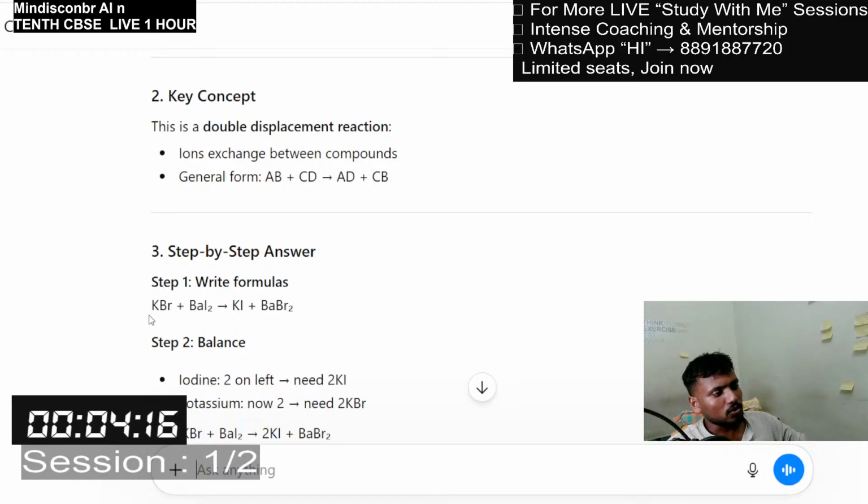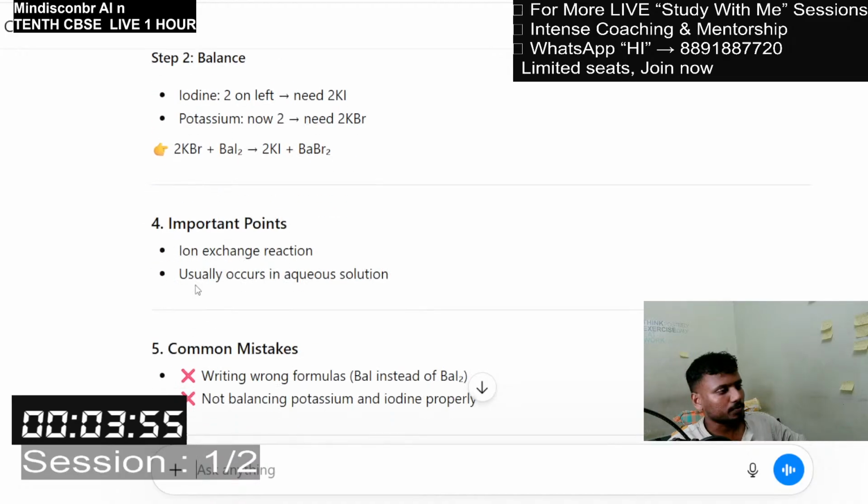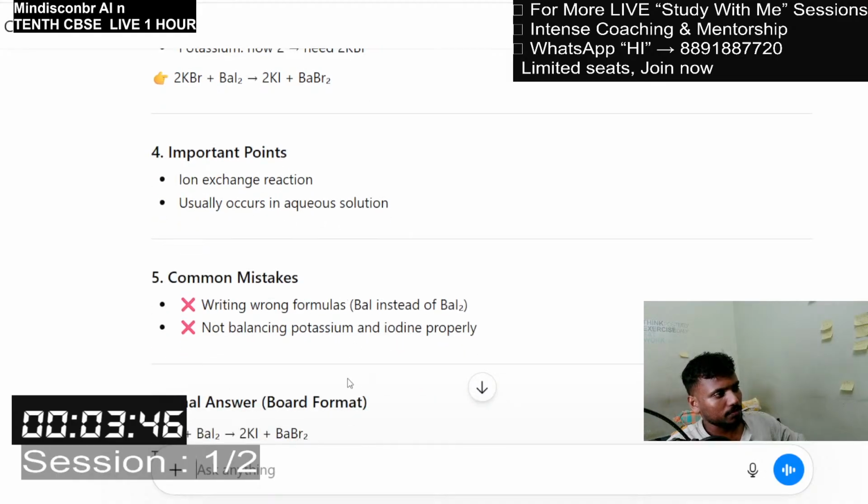Since there are 2 atoms of potassium here, here also 2 atoms of potassium; 2 atoms of iodine here, 2 atoms of iodine here; and 2 bromine atoms here, so here also 2 bromine atoms. So it becomes balanced: 2 KBr plus BaI2 gives 2 KI plus BaBr2. An ion exchange reaction usually occurs in aqueous solution.